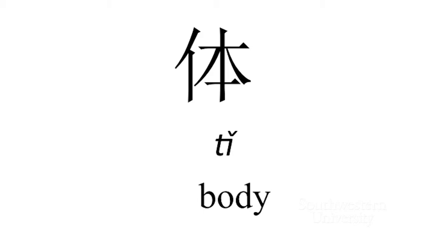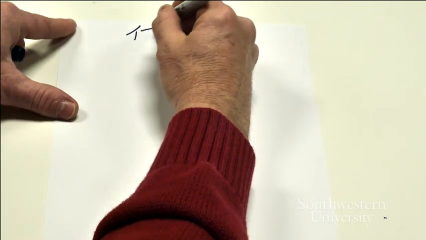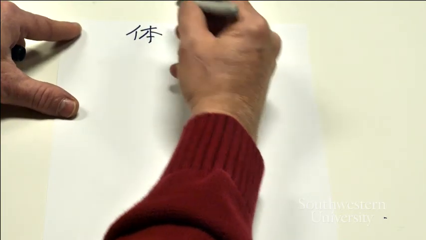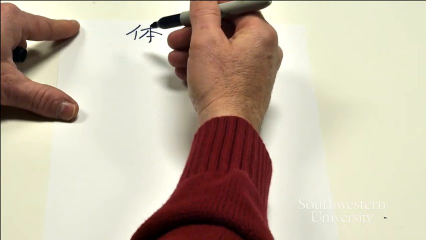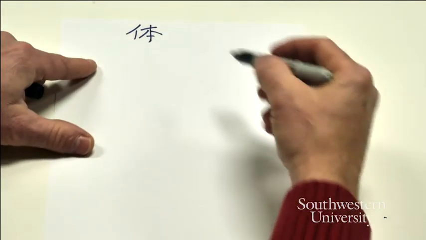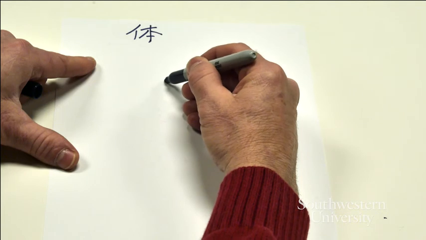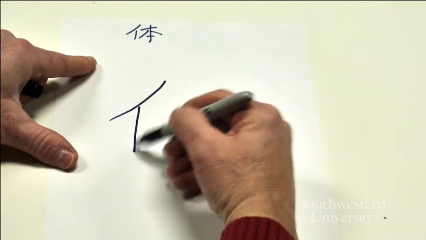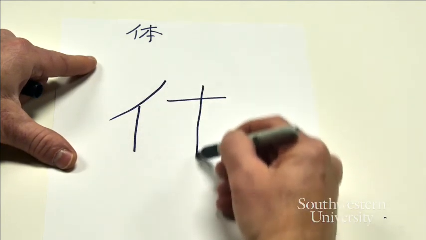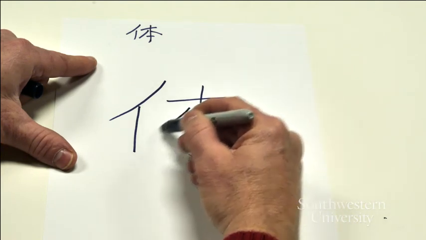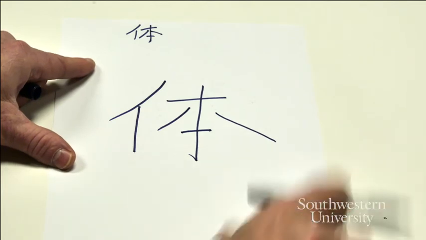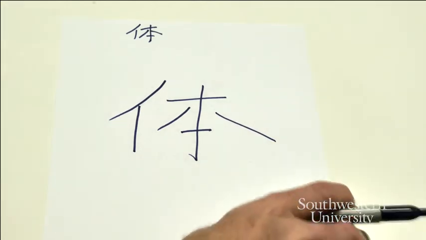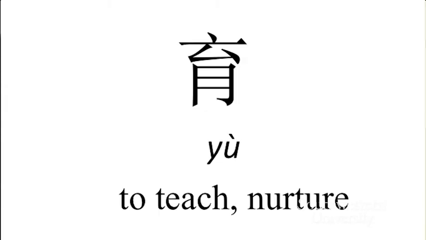Ti. This is a short form for a more involved traditional character. So we've got ben with ren, renzipang next to it. The body, the form of the person. It is pie, shu, heng, shu, gou, pie, na, heng, ti. I would write the long form, but you'll have to look that up.